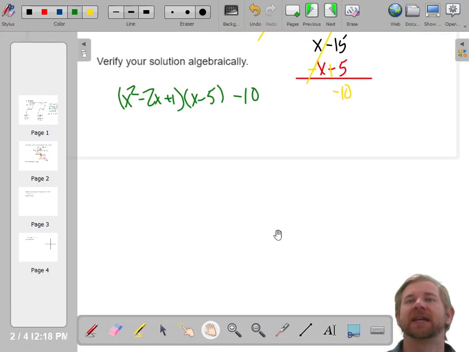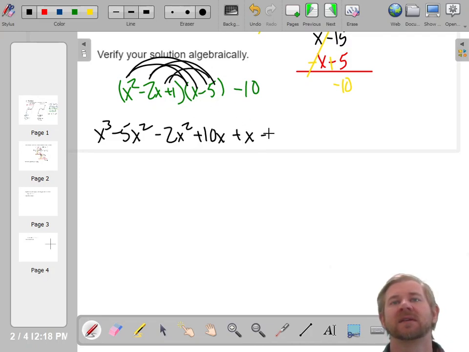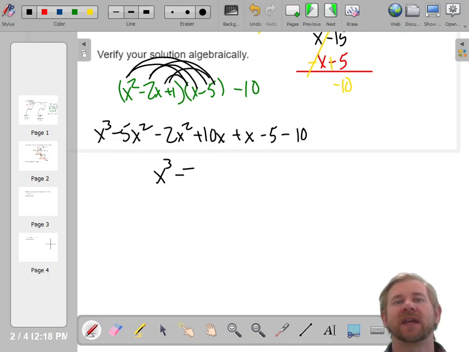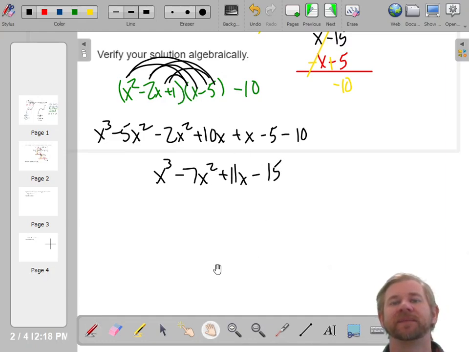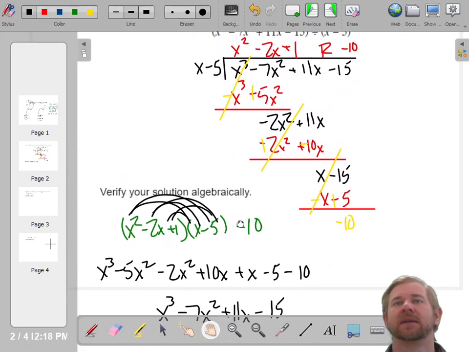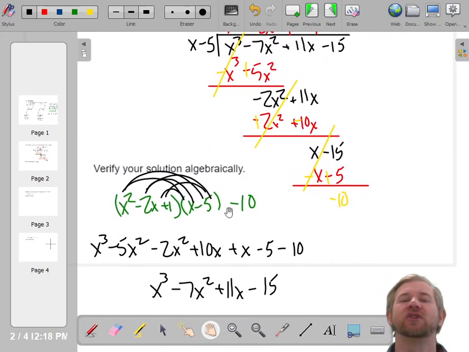So to check it and to verify your solution, you are going to distribute: x cubed minus 5x squared minus 2x squared. Negative times a negative is positive 10x plus x minus 5. And then we got minus 10 on the end. So combine like terms. Negative 5 and negative 2 make negative 7. 10 plus 1 is 11. Minus 15. Did I do it right? How would I know if I did it right? x cubed minus 7x squared.